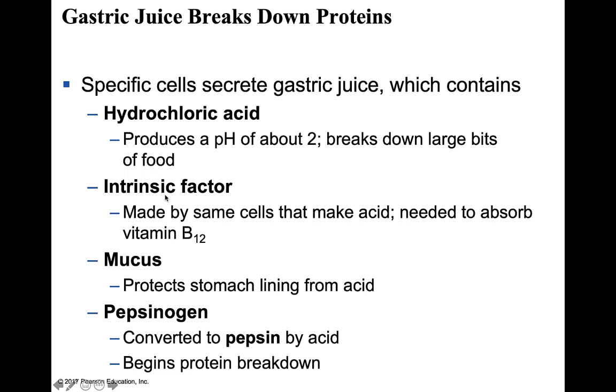Now, there's a number of different types of cells, and so you don't need to be responsible for the cells, but you do need to be responsible for the substances. Now, hydrochloric acid is one, and this results in a stomach pH of about 2. And that's going to be one of the things responsible for breaking down large bits of food into smaller pieces.